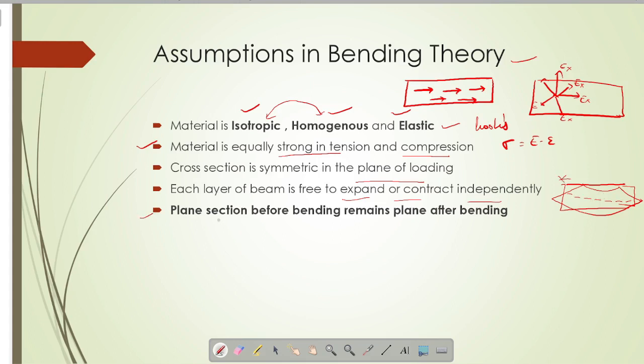The next assumption is that the plane section before bending remains plane after bending. This assumption indicates that the strain variation is linear throughout the cross section, with zero at the neutral axis and maximum at the top and bottom layers. For this assumption to be valid, that is, the plane section remaining plane before and after bending, the beam must be in pure bending. Pure bending means the material should be subjected to only bending moment and there should not be any shear force acting.